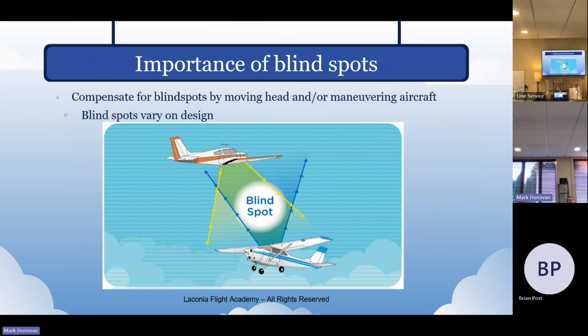This is a big problem, particularly in general aviation at airports like Laconia, where you may have a low wing plane like our Piper Warriors and a high wing plane like this Skyhawk here. They can't see each other.